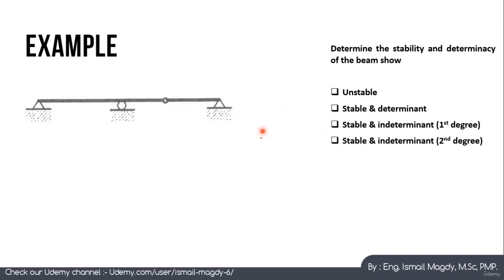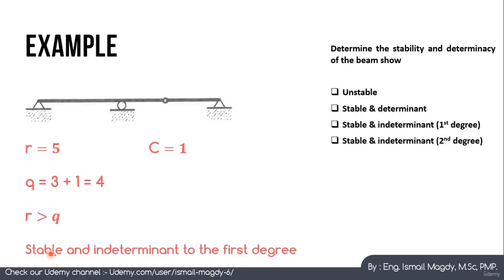Let's check another example here. We have this structure with a hinged support, a roller, and an intermediate hinge. So we have two reactions, one reaction, and two reactions, which means that R equals 5, which is 2 plus 1 plus 2. C equals 1 because we have only one intermediate hinge. So Q equals 3 plus 1 equals 4. This means that R is bigger than Q, by only one. So the beam is stable and indeterminate to the first degree. This is the answer, which is the third option here.